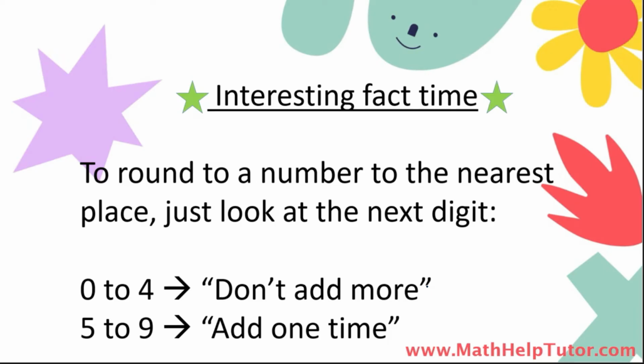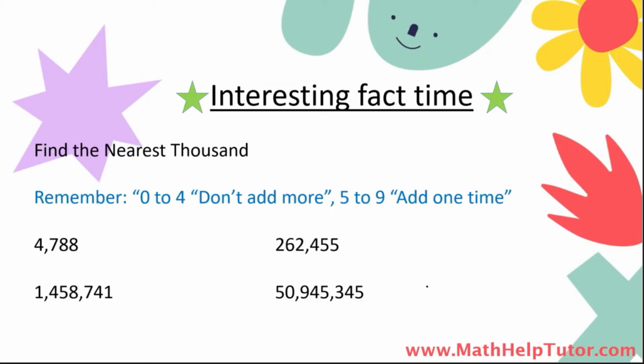Now it's time for interesting fact time. Do you know that you don't need to keep on drawing number lines to round numbers? Maybe you have noticed this already in our past examples, but you can just look at the digit next to the one we would like to round. When you do that, just remember this rhyme. 0 to 4, don't add more. 5 to 9, add 1 time. And we do this to the digit that we are rounding. Let's try using this technique on the following numbers below. Remember, we look at the digit to the right of what we want to round, and then we see if it's 0 to 4, and then we don't add more, or 5 to 9, and then we add 1 time.